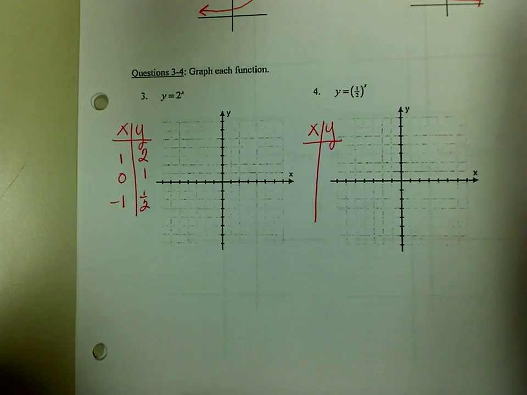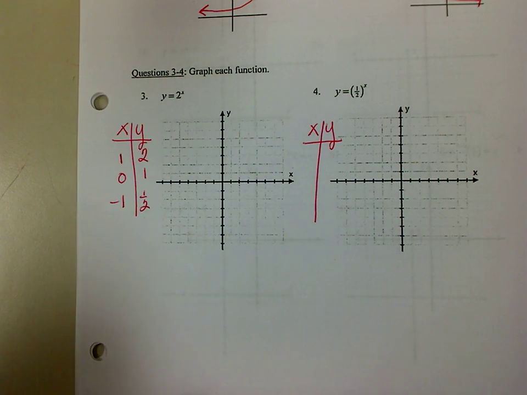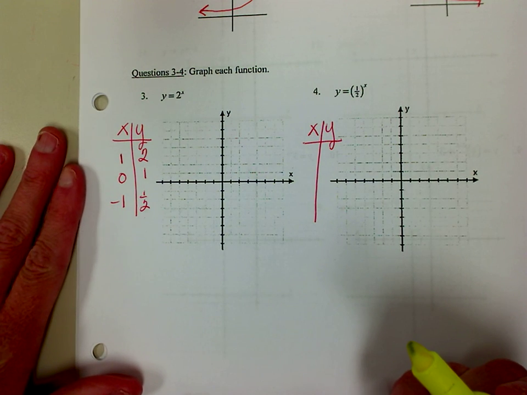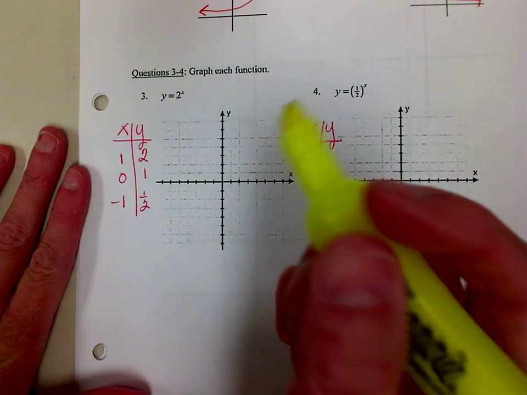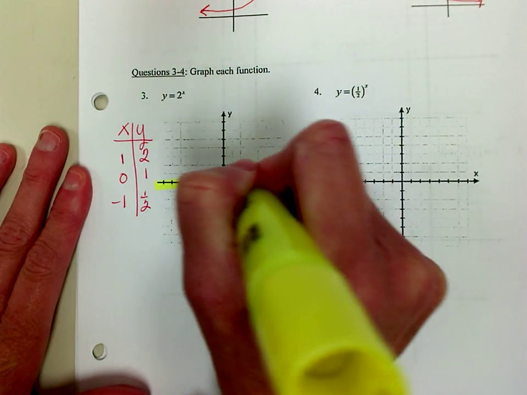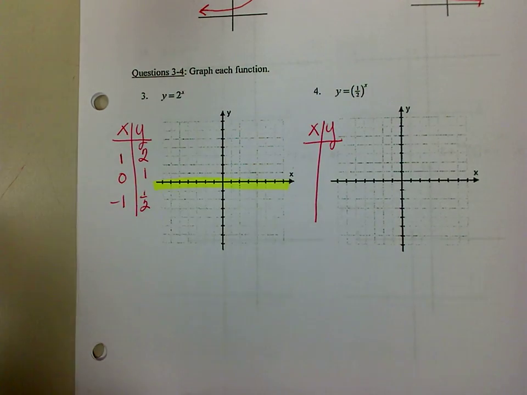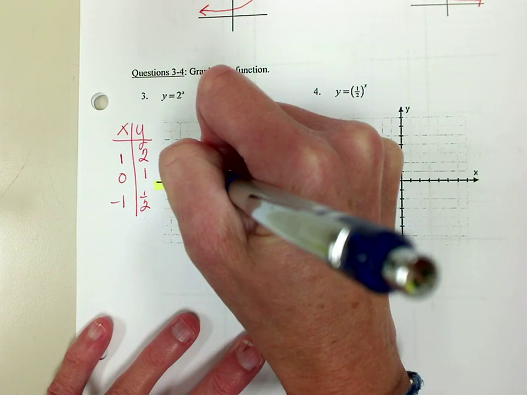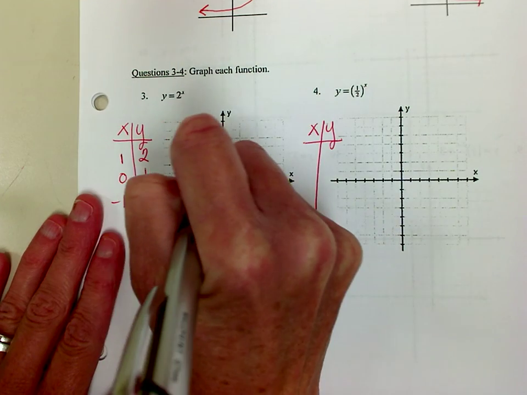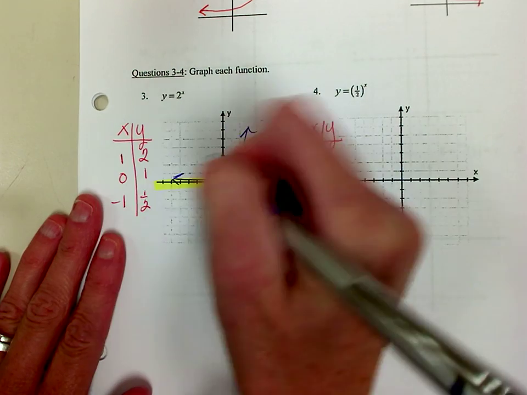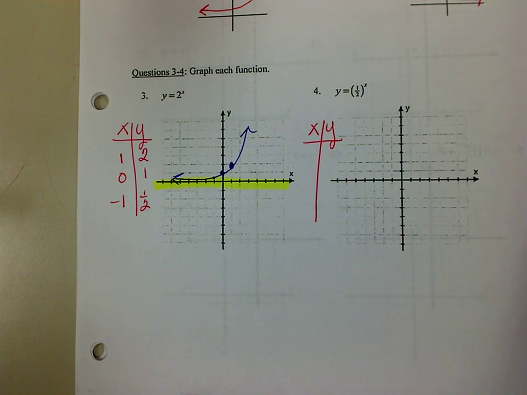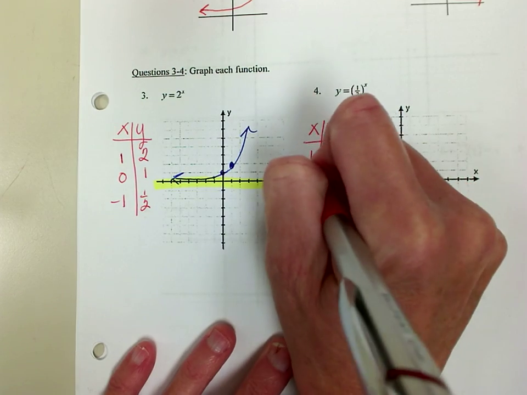So now I'm going to graph these. However, before I graph, I have to draw in an asymptote. That is a line that your graph cannot cross or touch. So since x is the exponent, I cannot cross the x-axis. So I'm going to plot these points. Over 1 up 2, 0, 1, -1 up 1/2. And I cannot cross this line or touch it. So that's number 3.